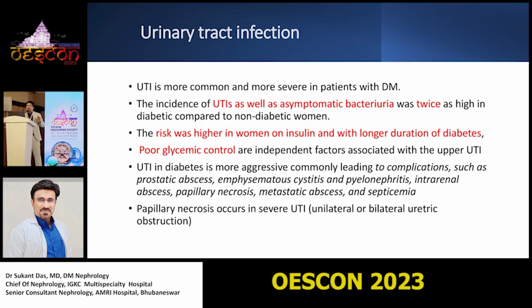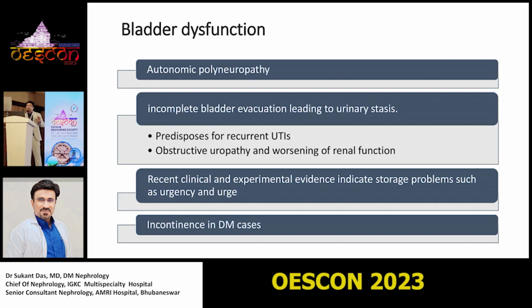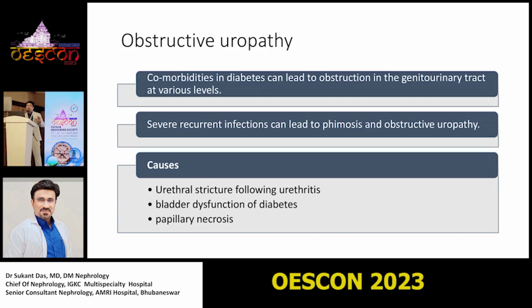All these different forms of urinary tract infection can be present as a contributing cause towards kidney disease, or rather non-diabetic kidney disease, in a patient with type 2 diabetes. Bladder dysfunction, age-related bladder dysfunction, because of autonomic neuropathy, or obstructive uropathy because of diabetes, diabetic cystopathy, urethral stricture, papillary necrosis, all these things can also be contributing factors towards non-diabetic kidney disease in a patient with diabetes.